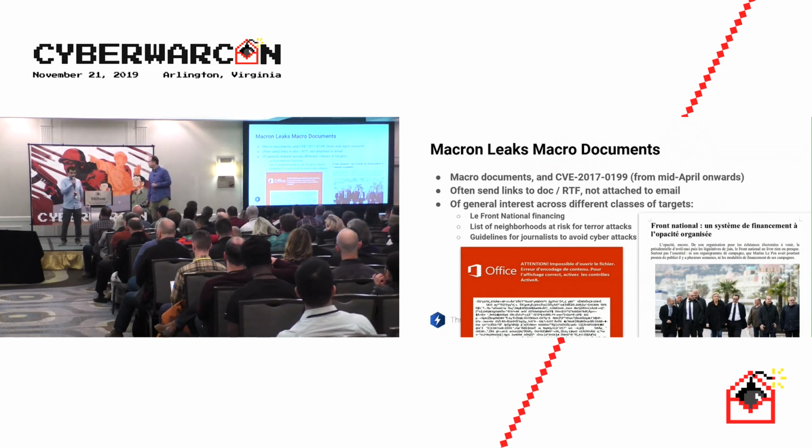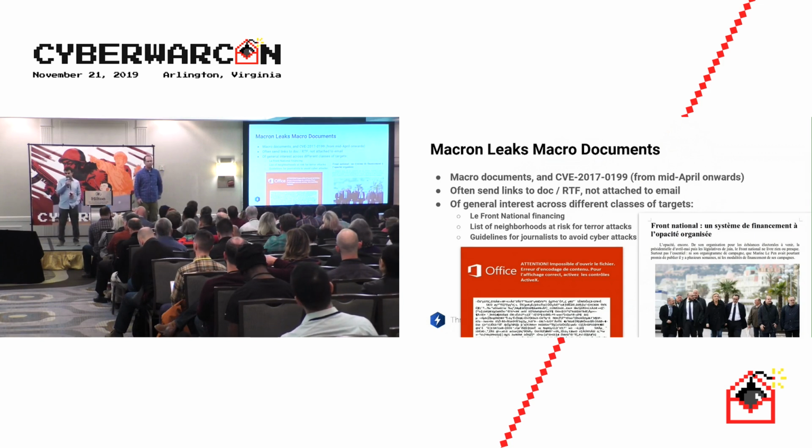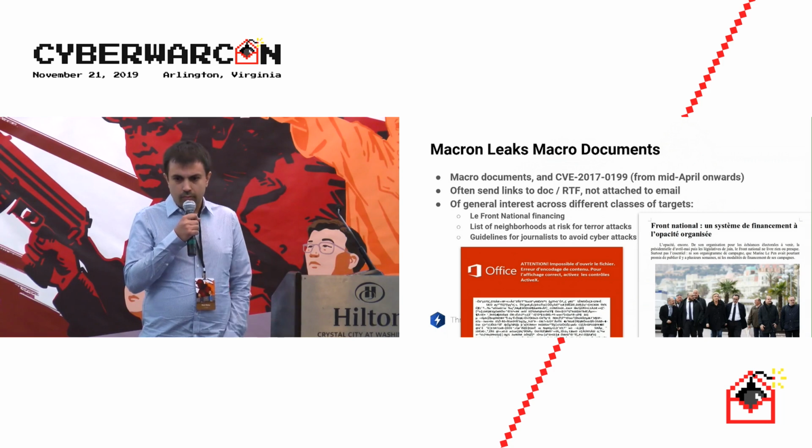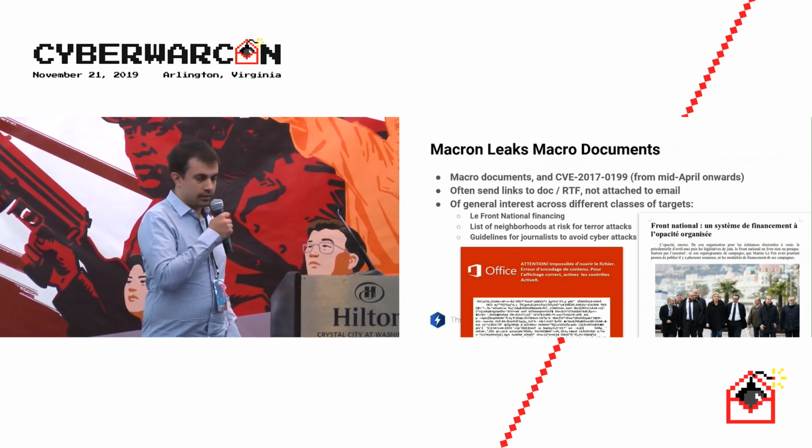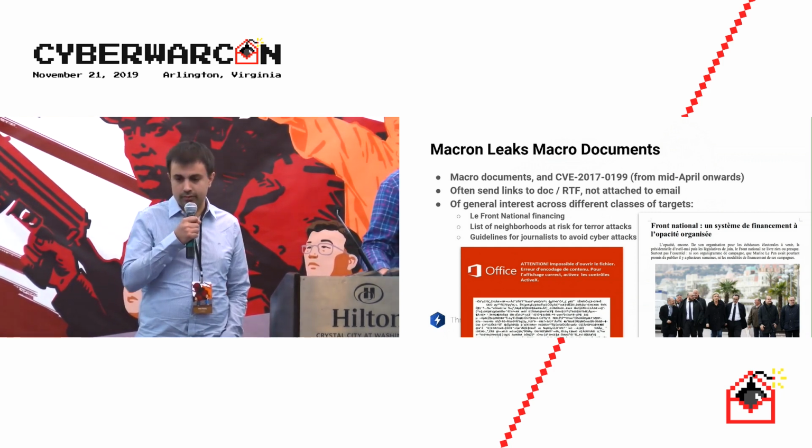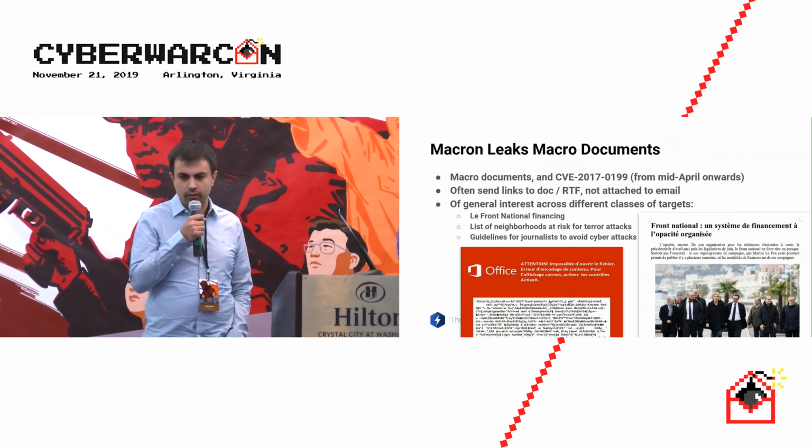And there was malware involved as well. These are screenshots of some of the lure documents that they sent about campaign financing. These make sense in the elections context. Some of them were topical at the time. One that I didn't expect was guidelines for journalists to avoid cyber attacks. They tried a few different things and they were successful.